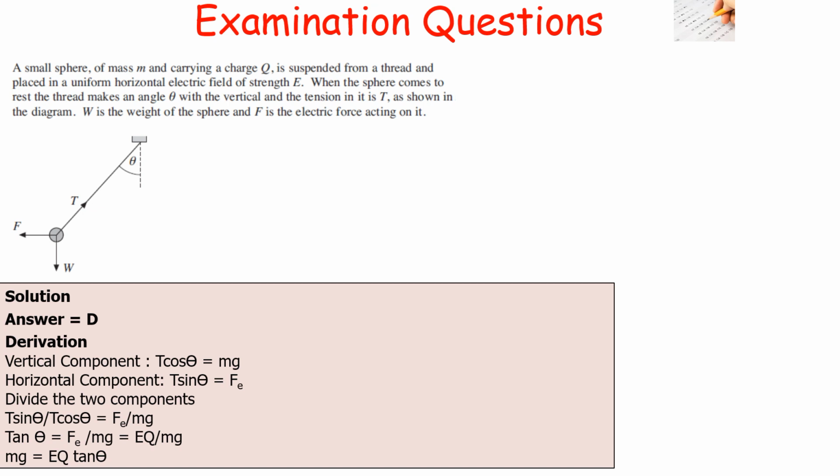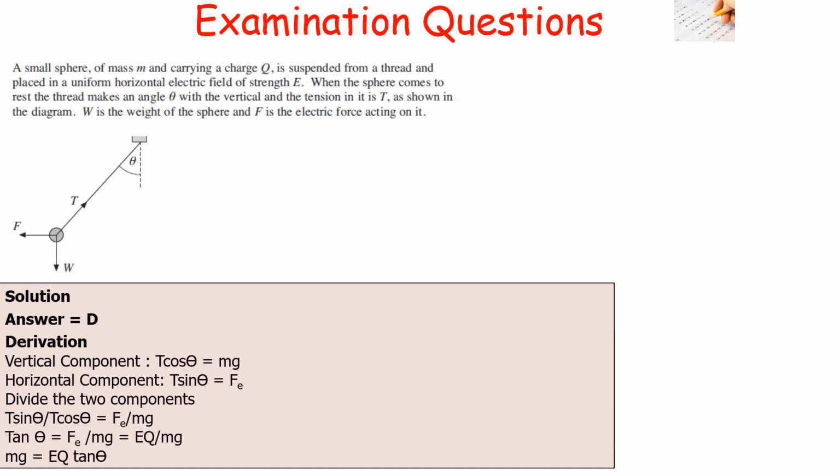Now we can then divide the two components, T sin theta over T cos theta is equal to the electrical force over mg. That gives us tan theta, because the T's cancel through, and sin over cos is equal to tan, which is equal to the electrical force over mg. The electrical force is equal to EQ, so when we rearrange it all, mg is equal to EQ over tan theta.